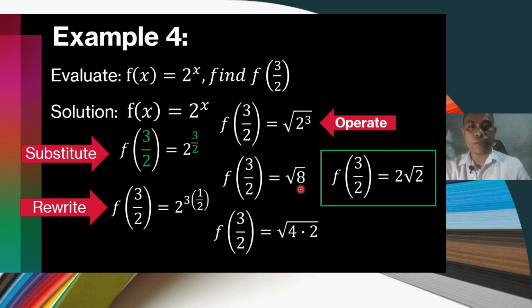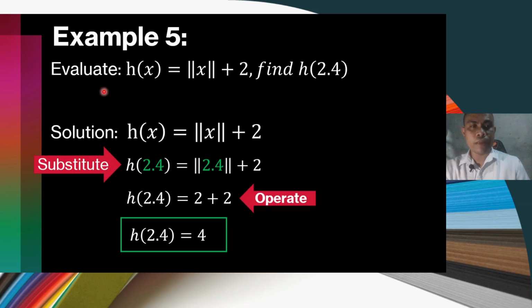So, 2 cubed is 2 times 2 times 2, which is equivalent to 8. Then, since we're going to find the square root of this, we simplify it. So, we're going to factor 8, making sure that one factor is a perfect square. So, it becomes 4 times 2. 4 times 2 is equivalent to 8. So, 4 is a perfect square factor. The square root of 4 is 2, so we take 2 out of the square root sign. So, our final answer is f of 3 over 2 equals 2 square root of 2.